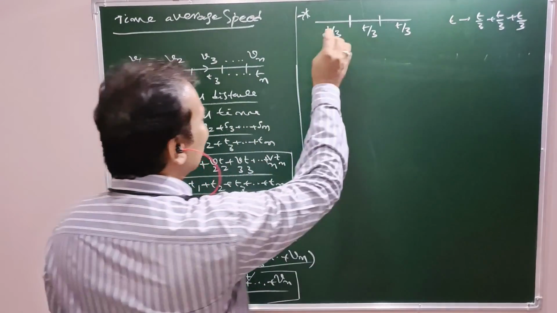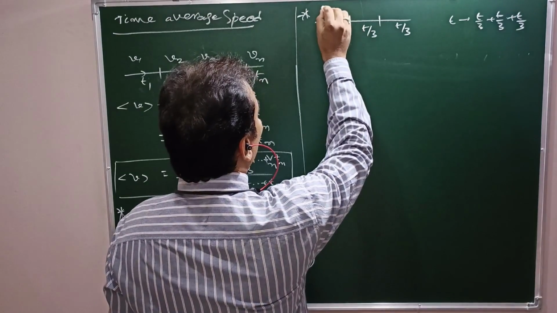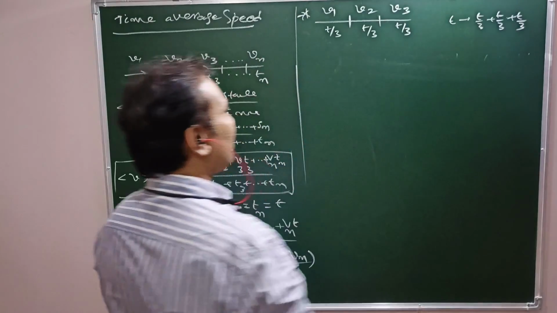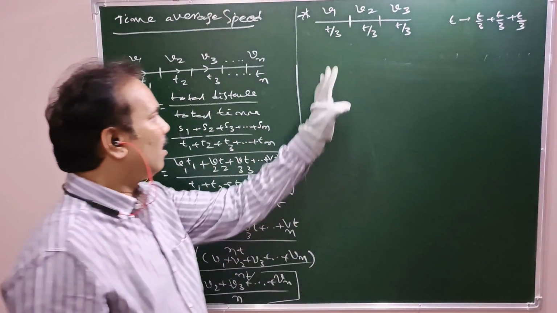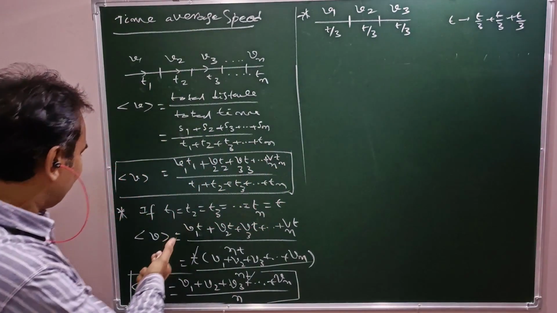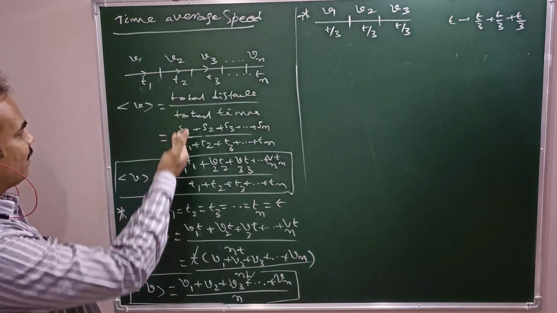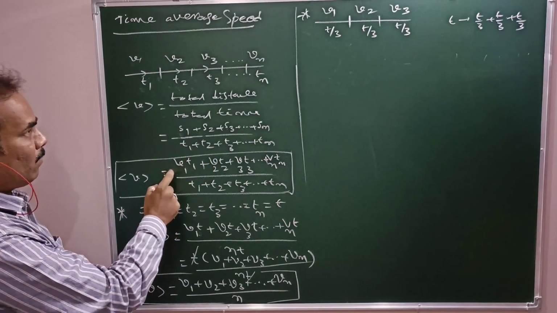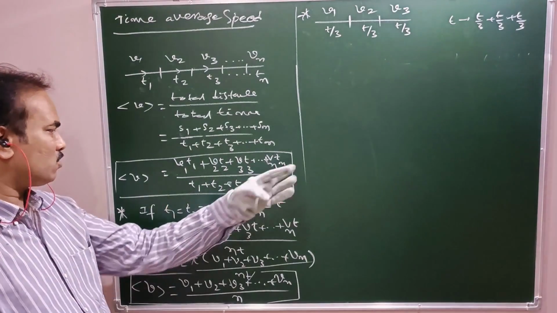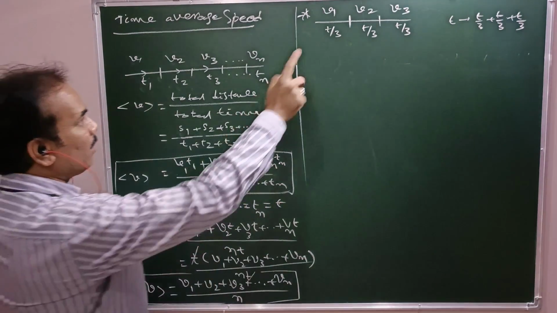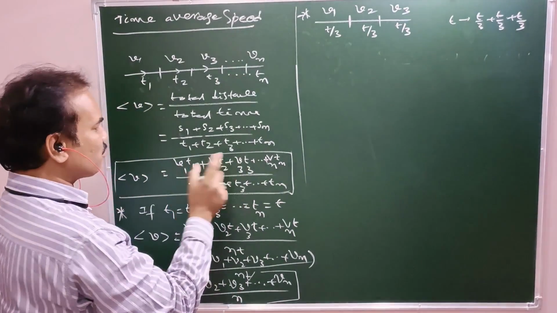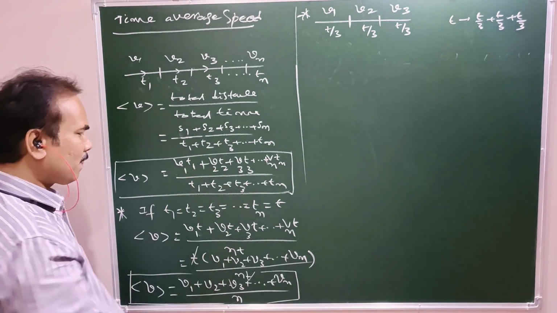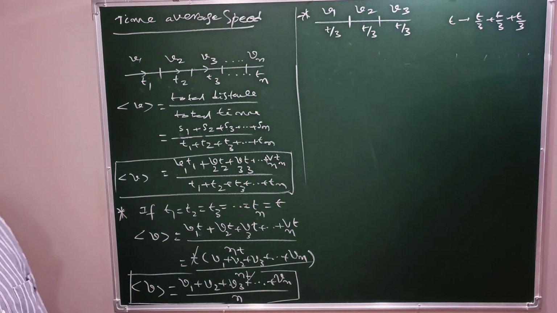Now, what is the speed of the particle in this time interval? Let it be v1. In this time interval, let it be v2. In this time interval, let it be v3. Now, what is the expression for average speed here? Total distance by total time taken, s1 plus s2 plus and so on. We have the relation v1 t1 plus v2 t2 plus so on, divided by t1 plus t2 plus t3. Here, there are three segments, so v1 t1 plus v2 t2 plus v3 t3, divided by t1 plus t2 plus t3.